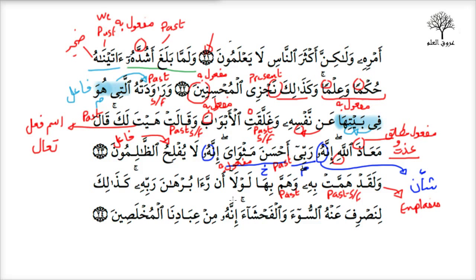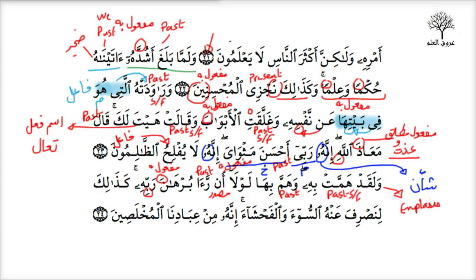Lawla, and an, masdar, masdariya. Ra'a is fi'l madi, past. Burhana rabbihi, this is the maf'ul bihi. Okay, so this is the shart. Jaza is mahdhuf. لولا أن رأى برهان ربه لكان كذا, لوقع كذا, such and such would have occurred.